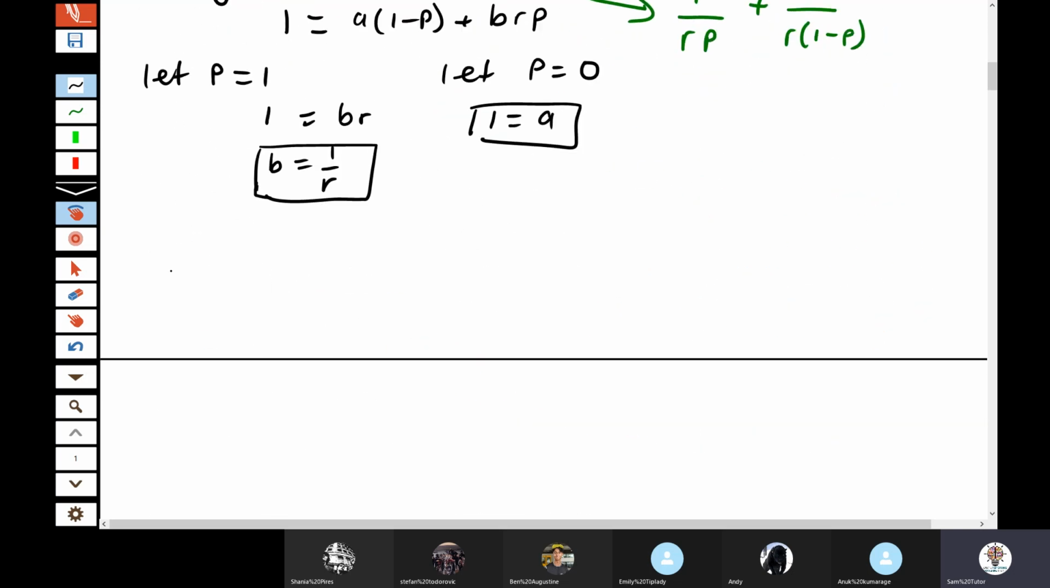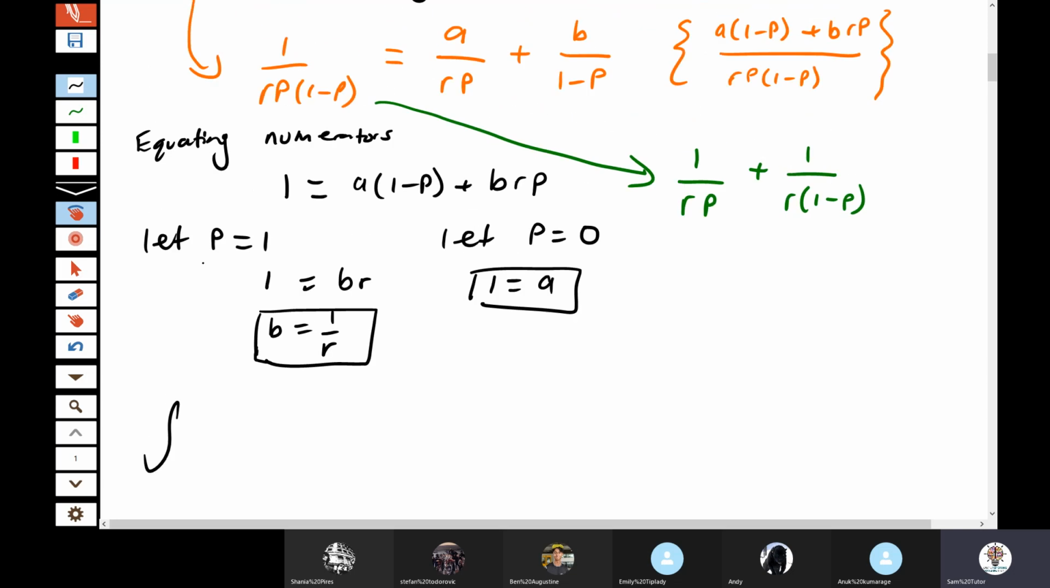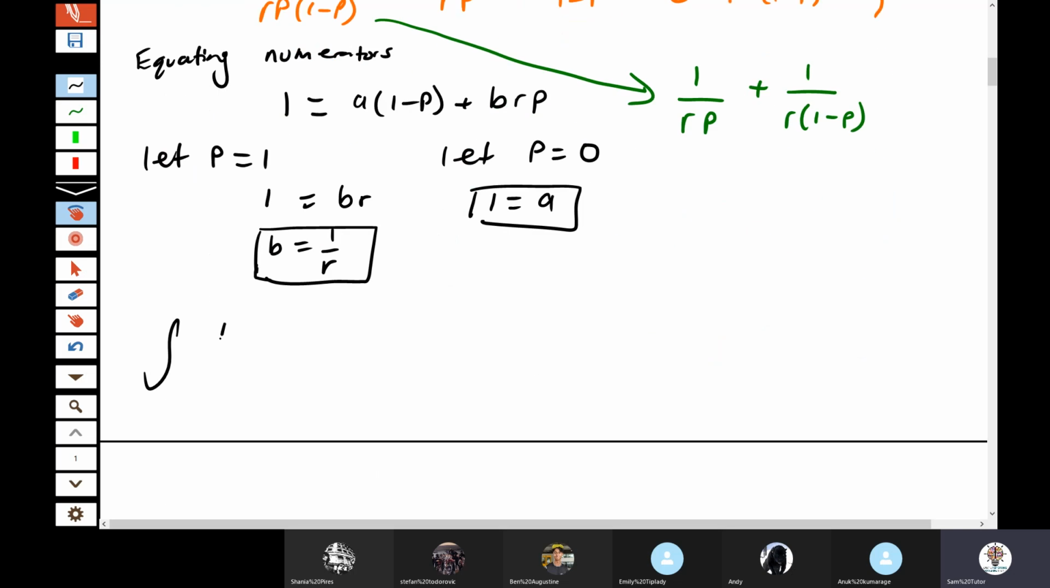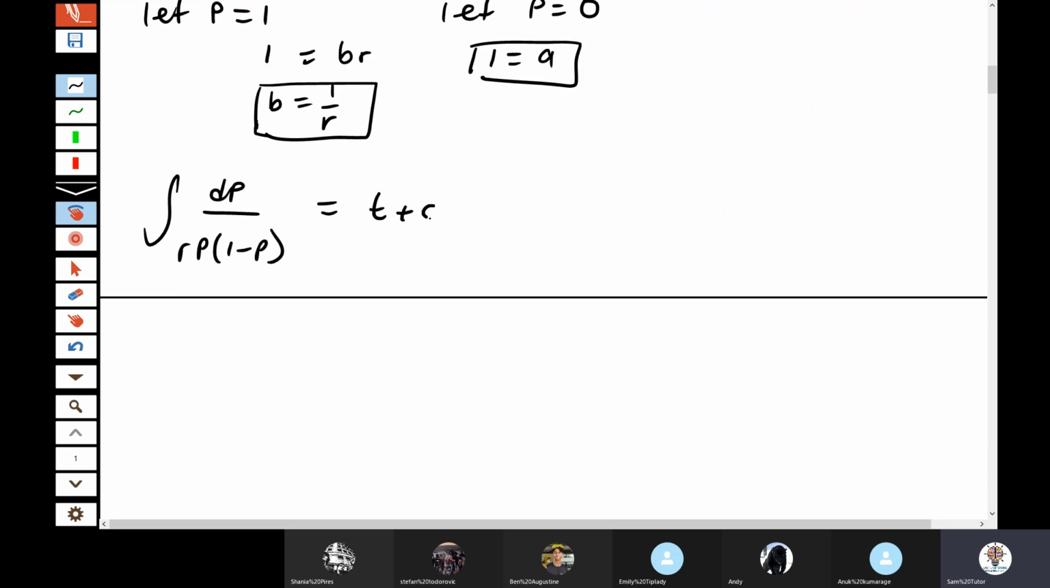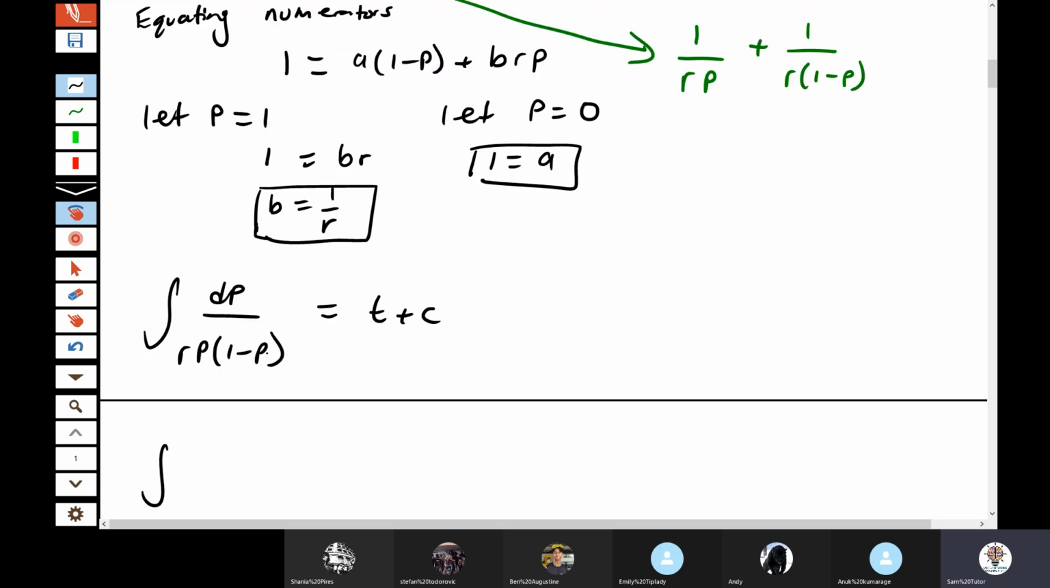The integral of dp, wait, any questions from what we've written so far? The integral of dp over rp(1 minus p), which equals t plus c so far. That's where we're at. That's our last line. All right, this line on the left-hand side can be written as, that in green, 1 over rp plus 1 over r(1 minus p) dp. And then back to equals t plus c.